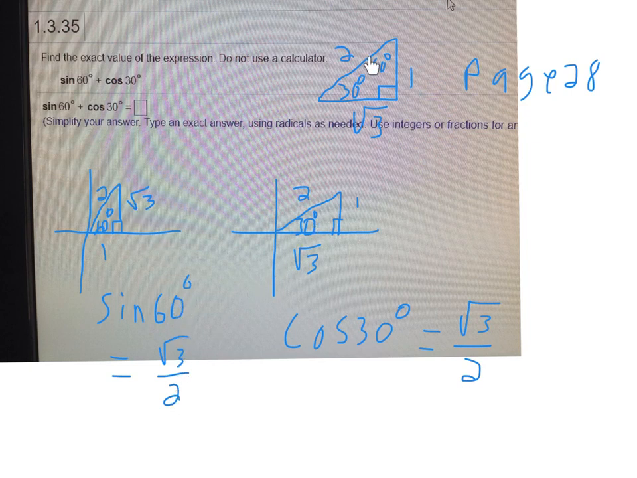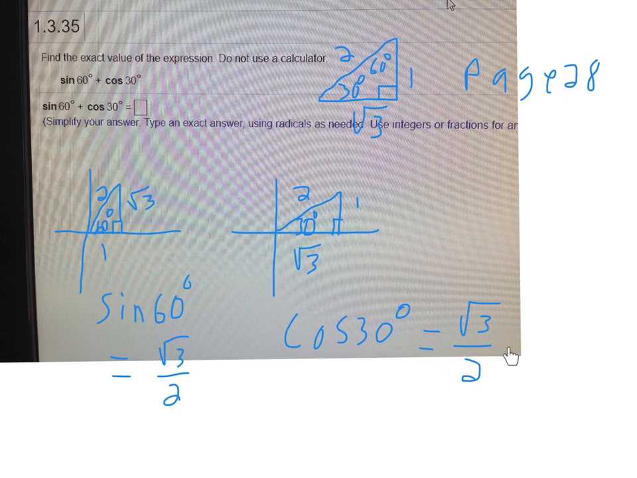Now this one, we don't even have to rearrange it any. We just bring it down and put it on the coordinate axis. 30. Again, 30 is opposite 1, 60 is always opposite square root 3, and 90 is always opposite 2. We want the cosine of 30, which would be x over r, square root 3 over 2.